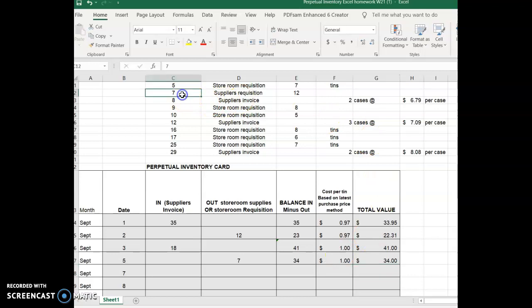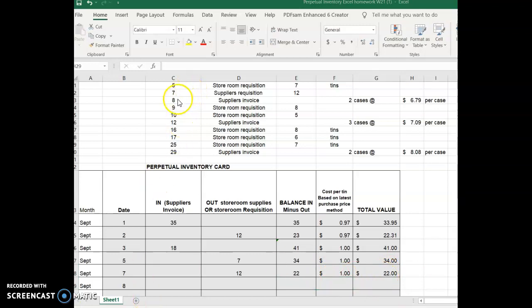And then on September 7th, we have another requisition of 12 tins. Here you can see I just put it in already. We have 12. I don't know why this is $22, my bad. I guess I'm showing you anyways. So it's going to be 12. And then you're just going to do equals 34 minus 12, $1, and then $22.